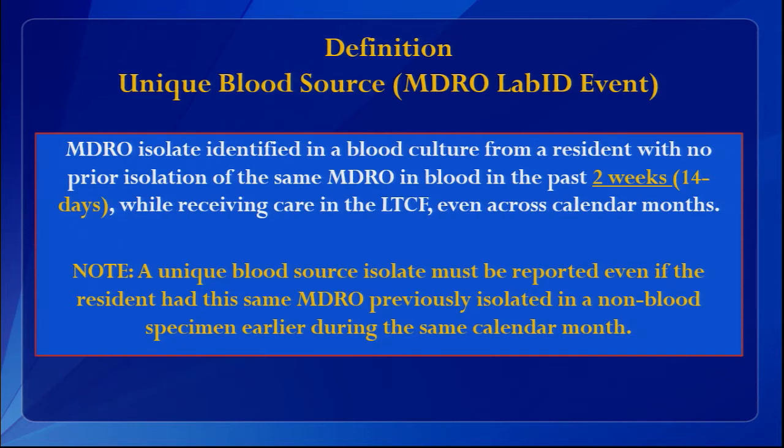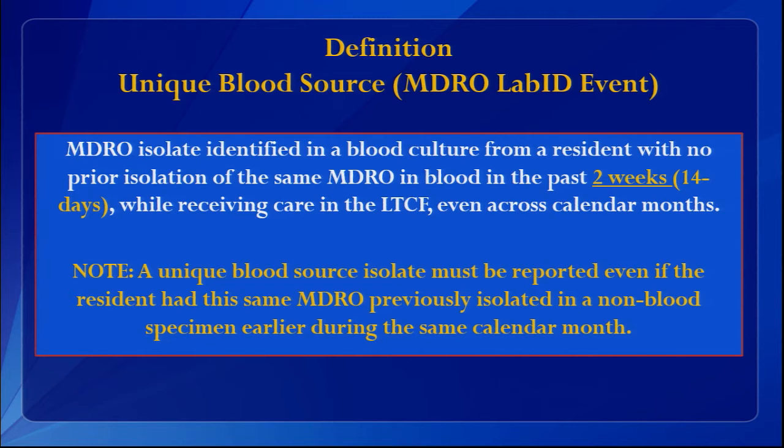Unique blood source. This is a multi-drug resistant isolate identified in a blood culture from a resident with no prior isolation of that same organism in the blood, collected in the past 2 weeks or 14 days. Okay, again, it's while receiving care in that long-term care facility, and this crosses calendar months. Okay, so probably have to read this a few times. This is another one of those definitions that I'm constantly reminding myself that they are a little bit different.